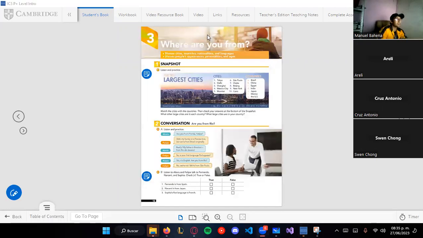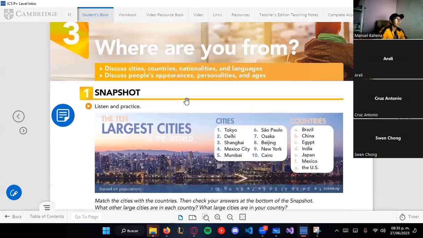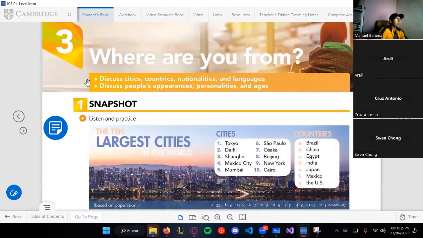And let's begin with unit number 3. La unidad número 3. It says, where are you from? What does that mean? Where are you from? ¿De dónde eres? Another basic question. Otra pregunta muy básica en cuanto a la información personal, our personal information. Where are you from? ¿De dónde eres?